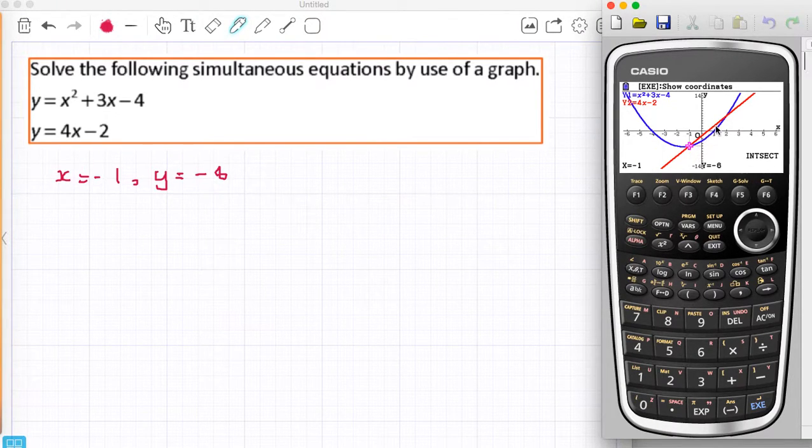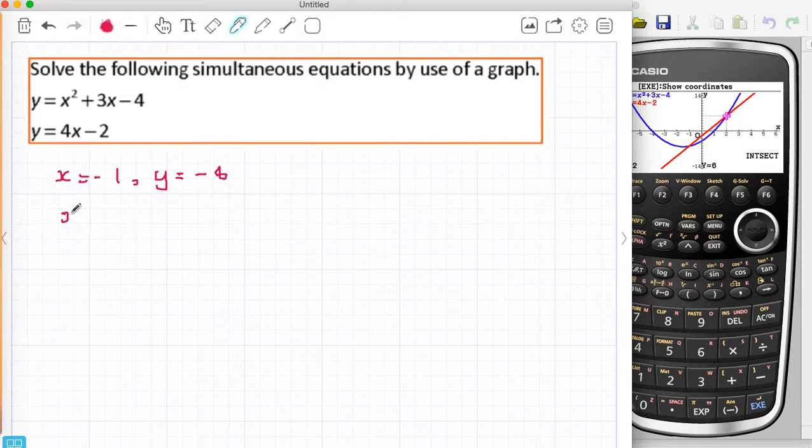That's great. But if you look up here, there's another point, and there's a second solution, and this is 2 and 6. So I've got another solution where x equals 2 and y equals 6.